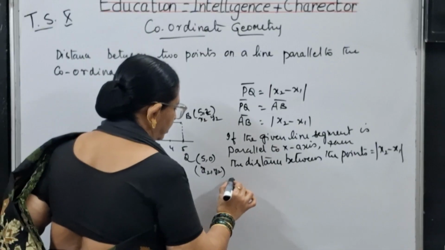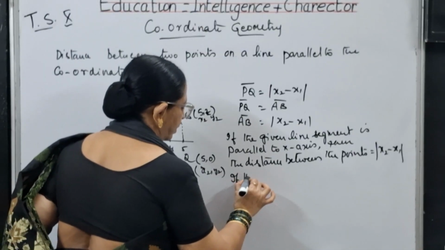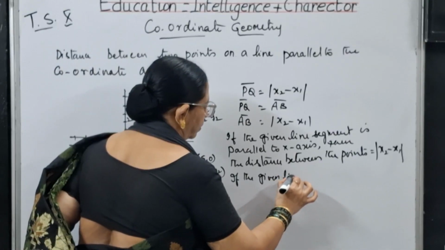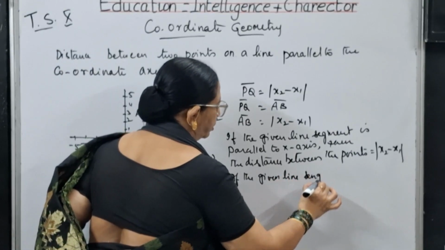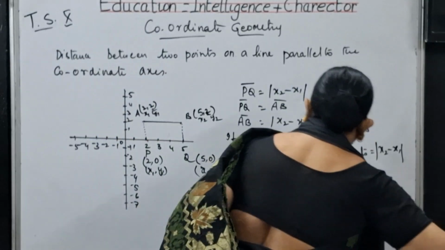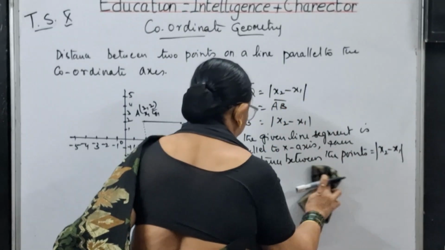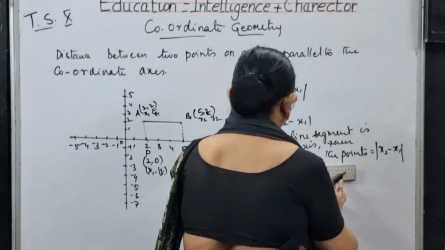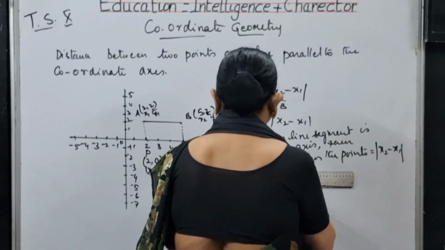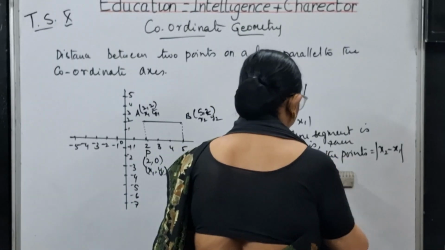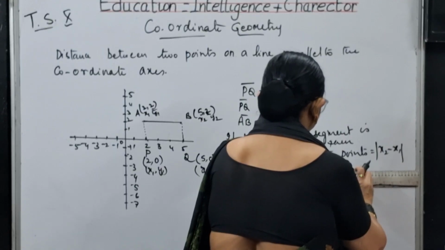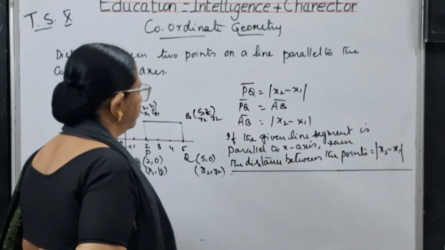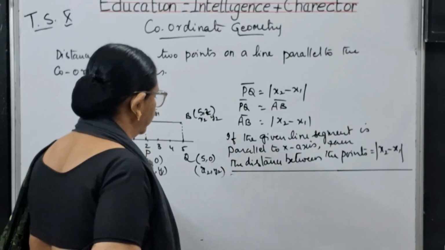In case the given line segment, I'll draw a line, children, otherwise you may not understand. You may get a confusion between the two formulae, the definitions. So this is the definition that I have given: if the line segment is parallel to the x-axis.